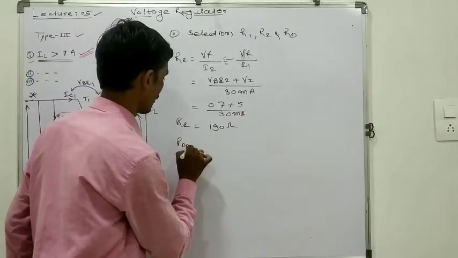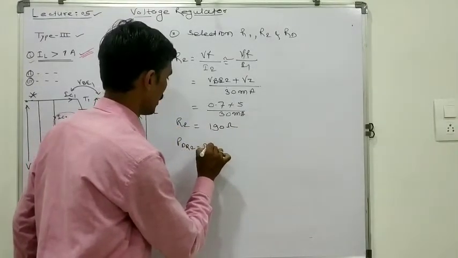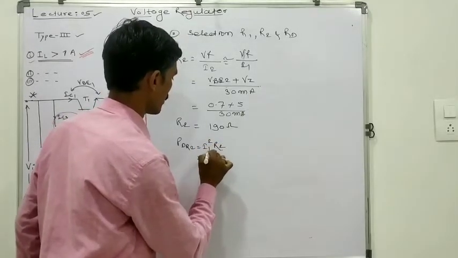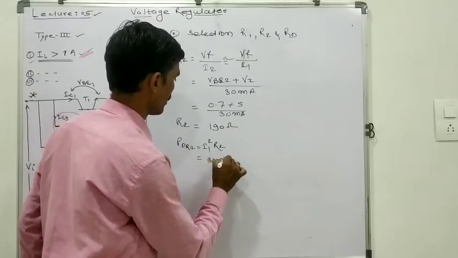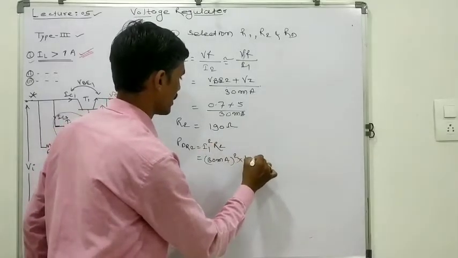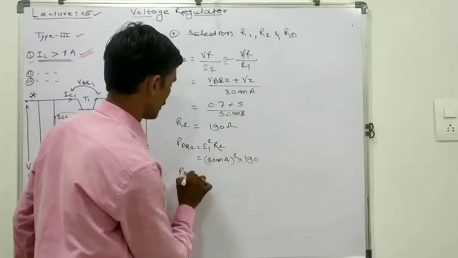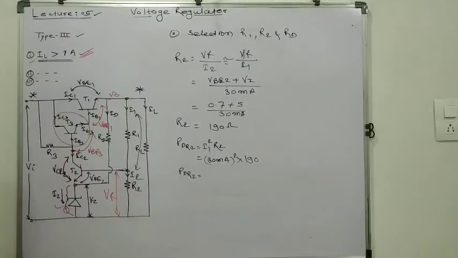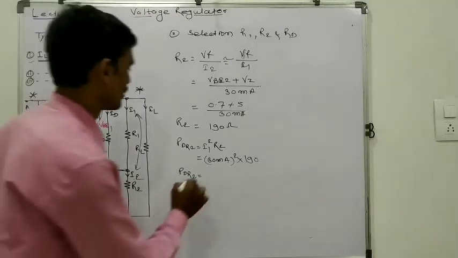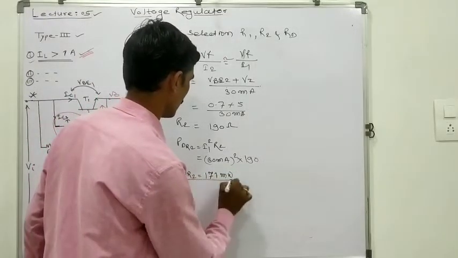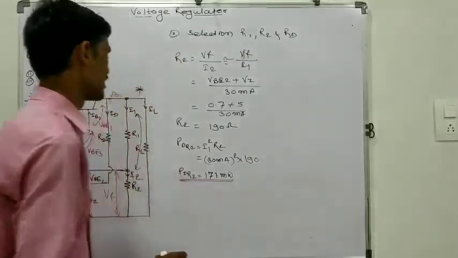Power dissipation across R2 is equal to I1 square multiplied by resistance R2. I1 is nothing but 30 milliampere square multiplied by 190. So this is nothing but the power dissipation across R2. So 30 milliampere square multiplied by 190 comes to be 171 milliwatt. So this is the power dissipation across the resistance R2.